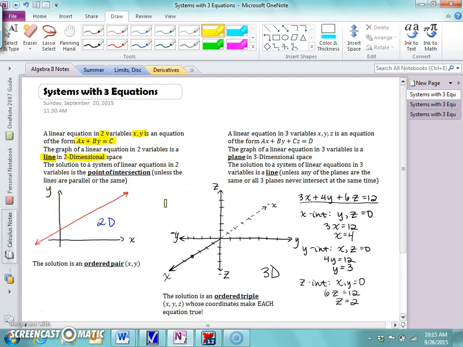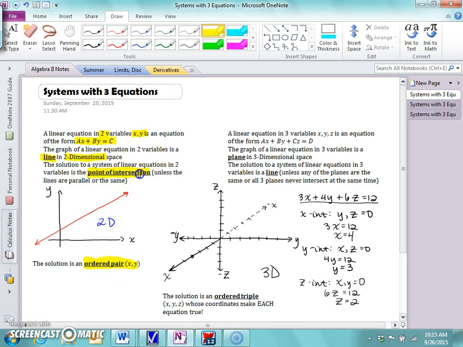It's flat against your page. Nothing is sticking out of the page at all. And it's called the Cartesian coordinate plane. That's what you graph your line on. The solution, there's 2 ways to think of it. It's either the point of intersection of 2 lines, or it's an ordered pair whenever you solve it algebraically.